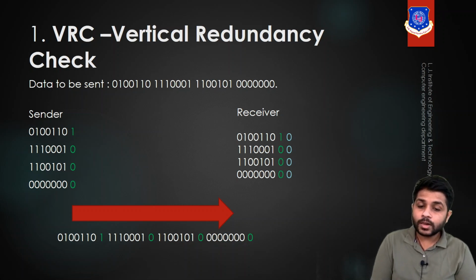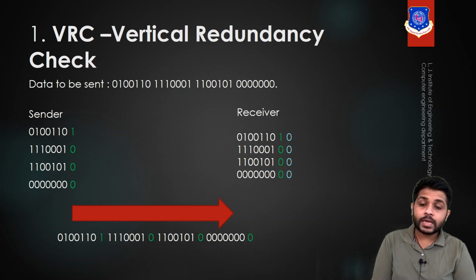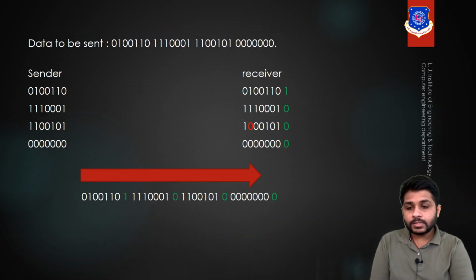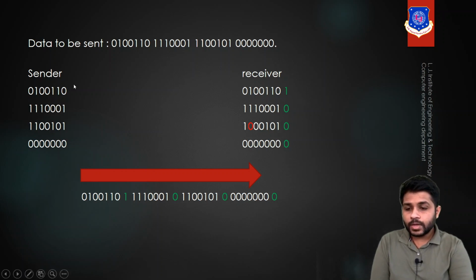So in the vertical redundancy check, if all the extra added bits are 0, it means there is no error, and if we get any value apart from 0, it means there is some error. Now let's see a situation in which there is some error. We are following the same method: we have divided the data into blocks, and in each block we have added some bits and sent it to the receiver.